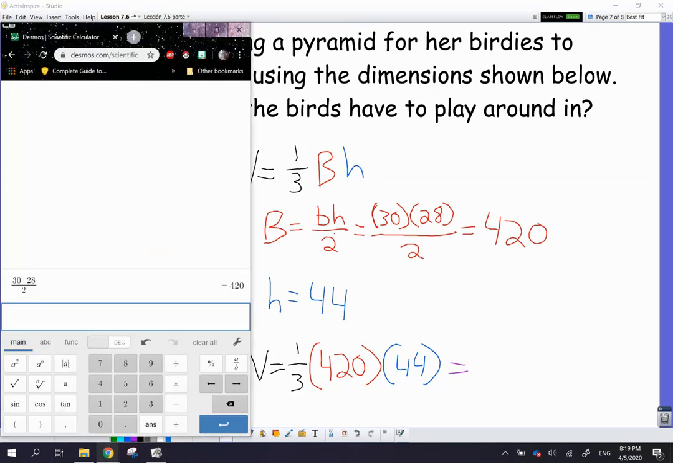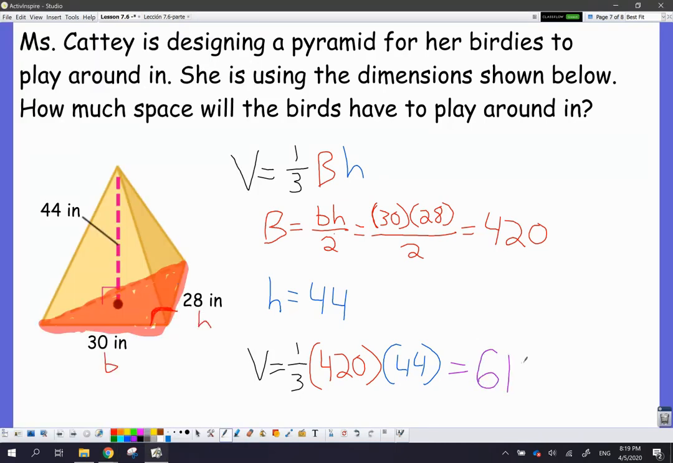Summon my calculator. So I'm going to start with my fraction, and I have 1/3, then times 420, times 44. And so that gives me 6,160. Our units here are inches. So for volume, we have cubic inches or inches cubed.